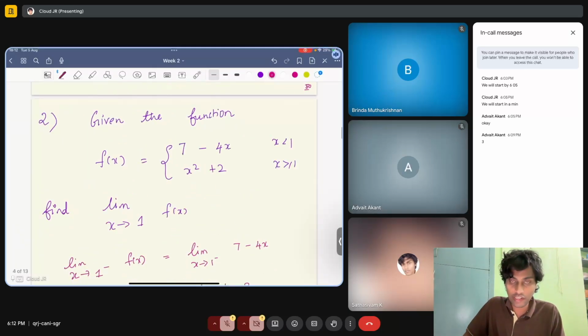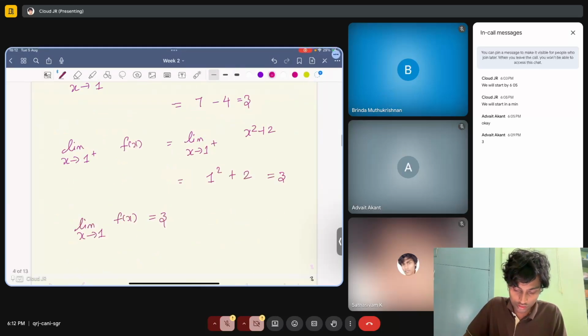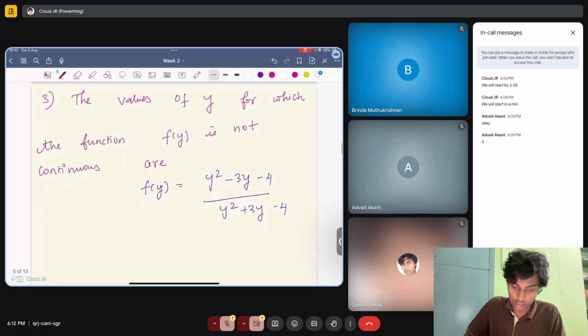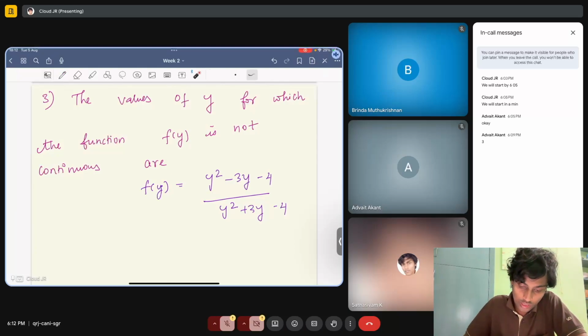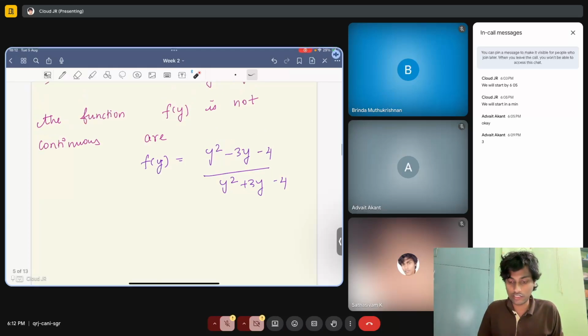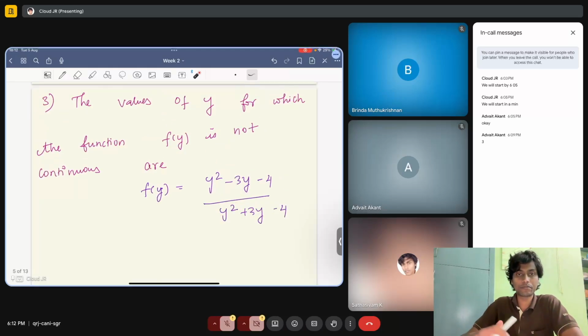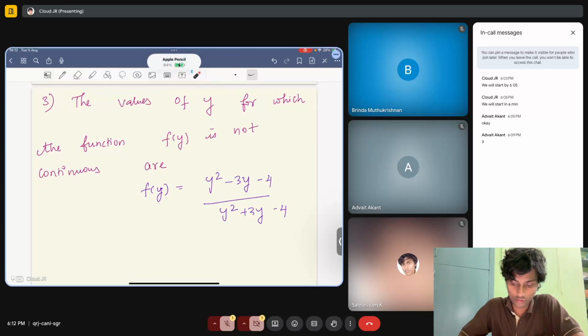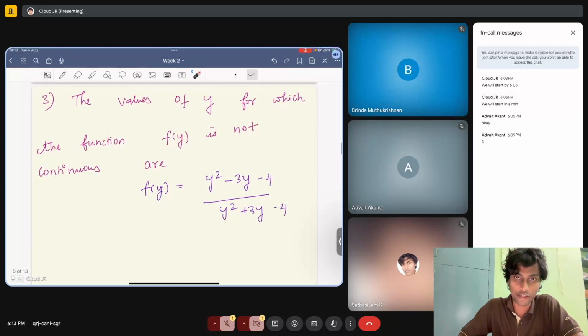So far we haven't done anything significant. These are just trivial examples. So let's probably do something a little interesting. So in this problem, you want to find the values of y for which this function f of y is continuous. Okay, so here I have y, and I want to find for what values this f of y is continuous. So you can take a minute and probably try to solve it.